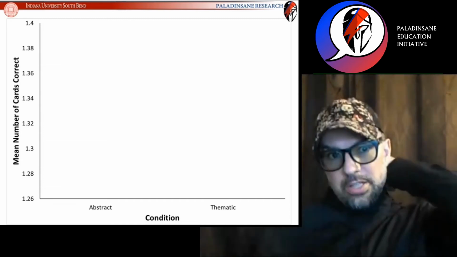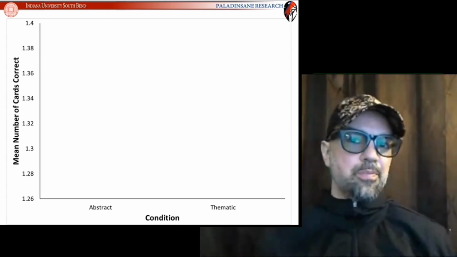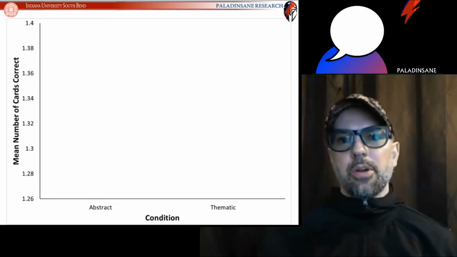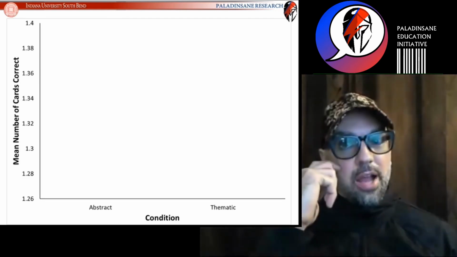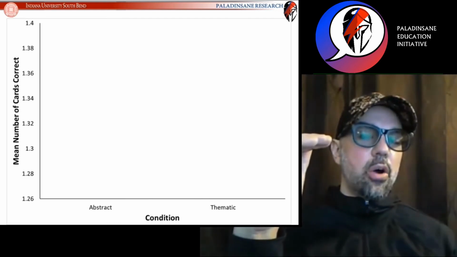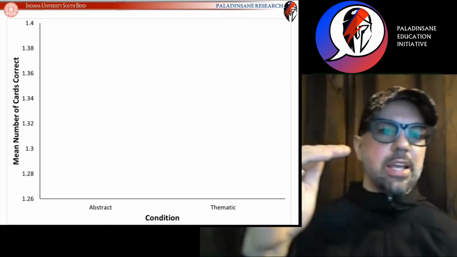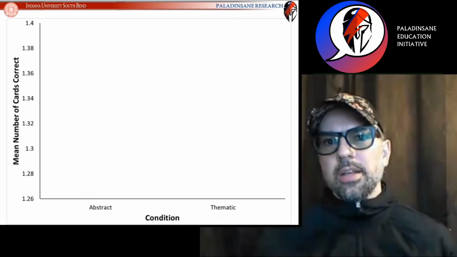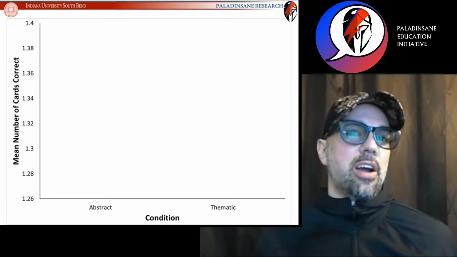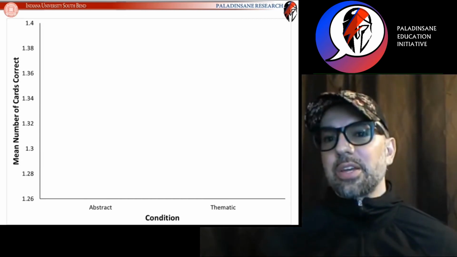So the first thing to notice is that this does not go all the way up to 2. 2 out of 2 would be perfect performance. So on average, we humans don't have perfect performance. So we're not going to make it to that normative reasoning goal, that normative reasoning ideal. On the other hand, you'll notice that the average is above 1. So typically, we at least get 1 card right. So at least we're doing something correct.